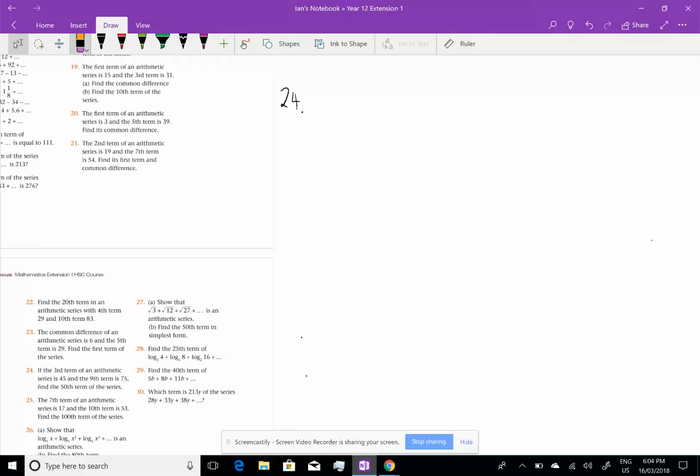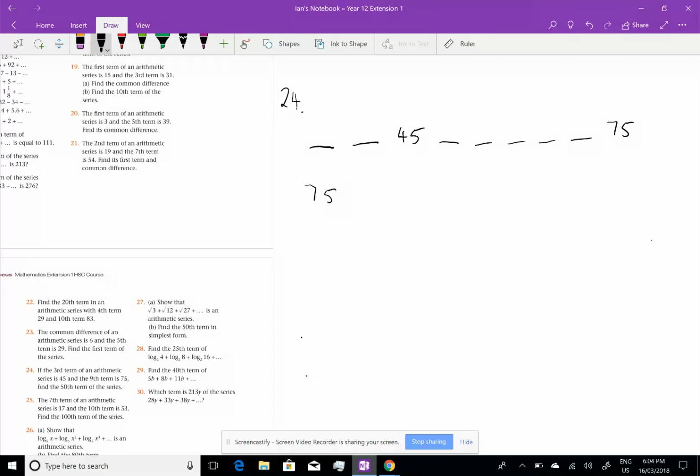So in question 24, I get told that the third term of a series is 45 and the ninth term is 75. Well, there are two ways to do this, and I'm going to do it the intuitive way to begin with. There's the first term, there's the second term, and then I've got 45. That's the third term. Then I have the fourth, the fifth, the sixth, the seventh, the eighth, and the ninth is 75.